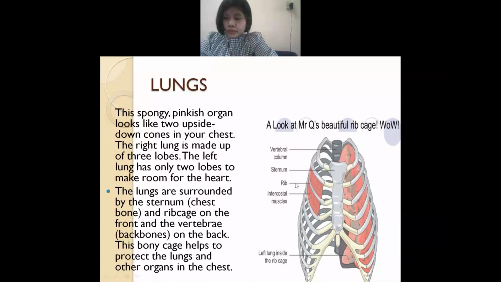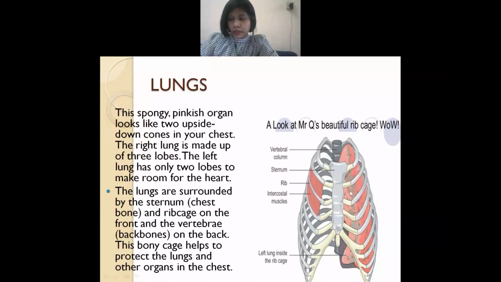The lungs, they look like what? They are spongy. Spongy means they're squeezable, all right? And the color of the lung is pinkish, I mean, it's pink in color. Their size is like a cone, C-O-N-E, which lies upside down, all right? Means they look like a triangle, and they lie upside down. From the picture itself you can see this.